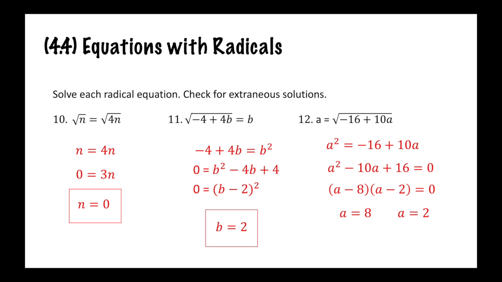Now as I plug them back in, for 8, I'm going to get 8 on this side, and on this side I get negative 16 plus 80. Negative 16 plus 80 gives me 64, and the square root of 64 is 8, so I know that 8 is going to work.